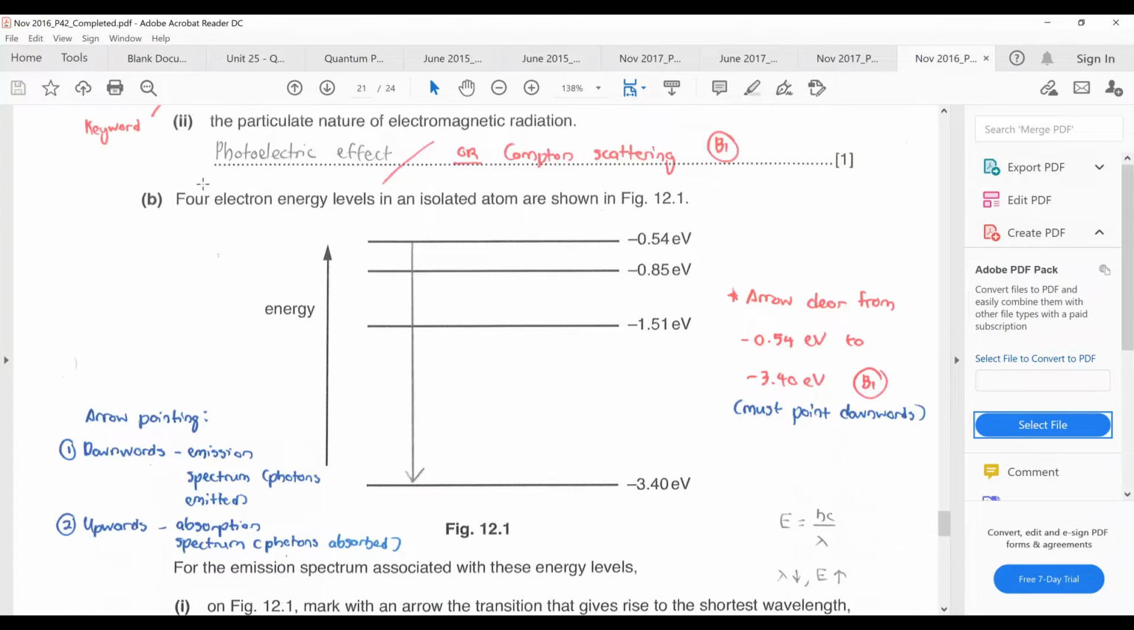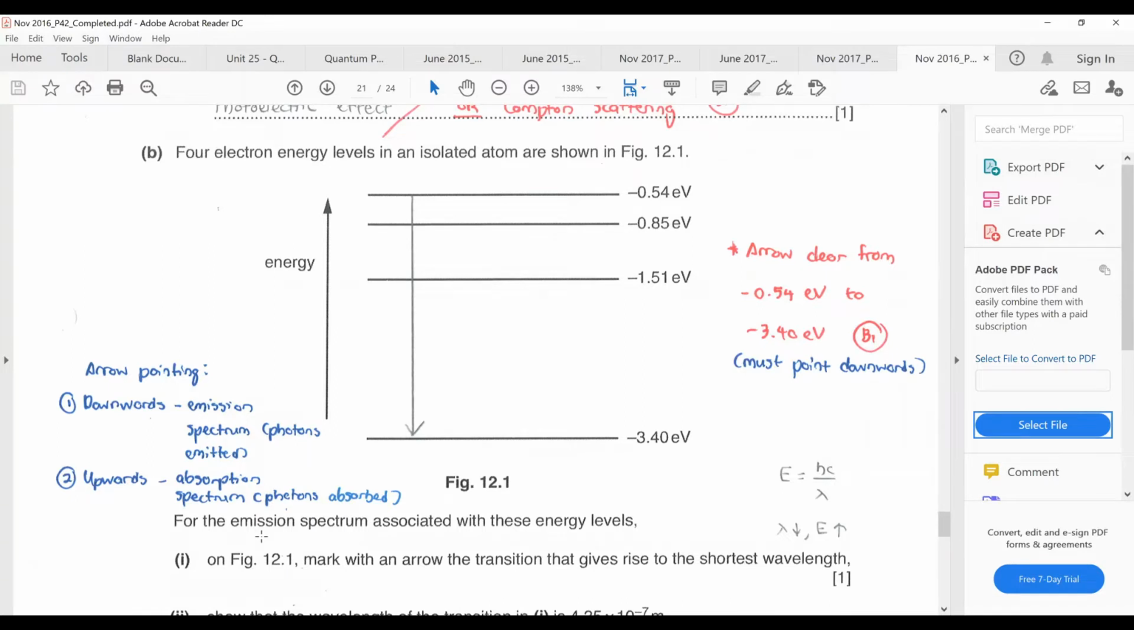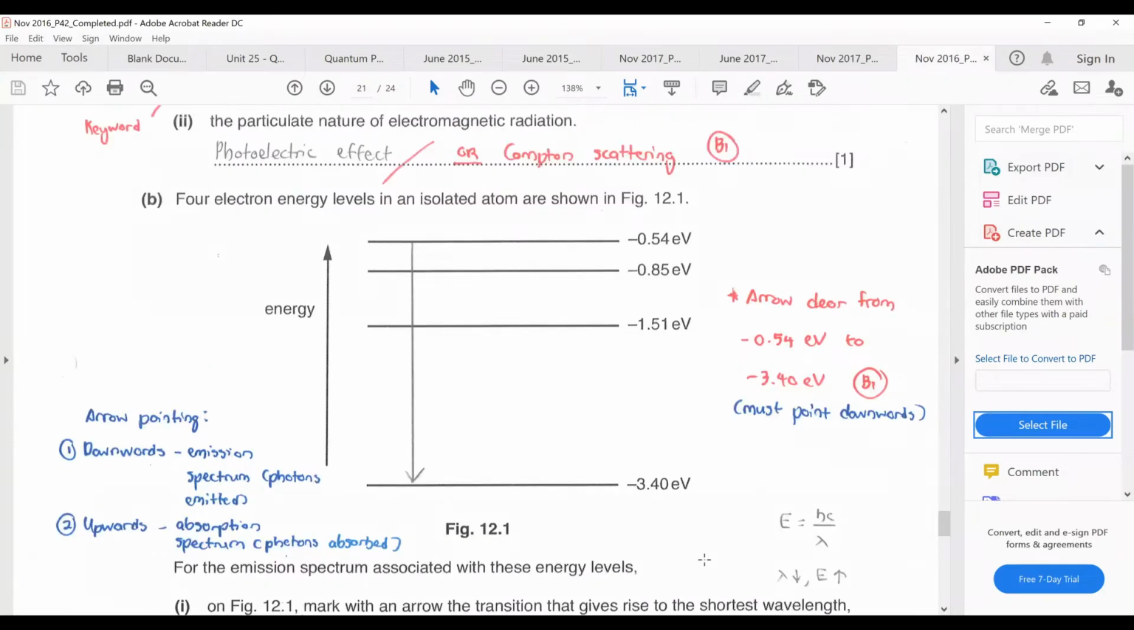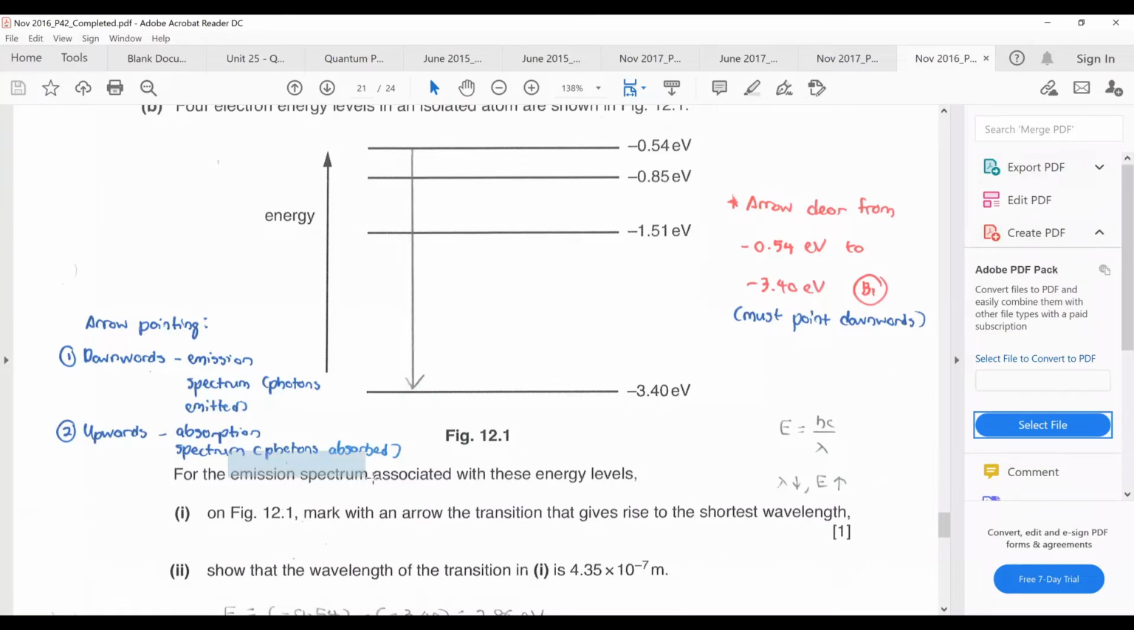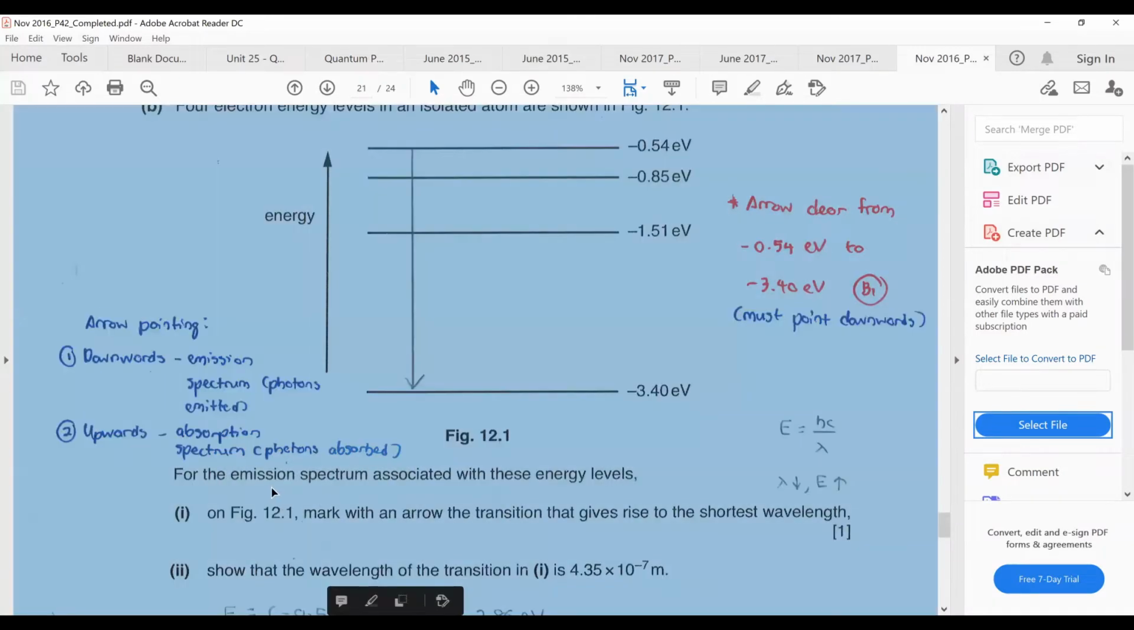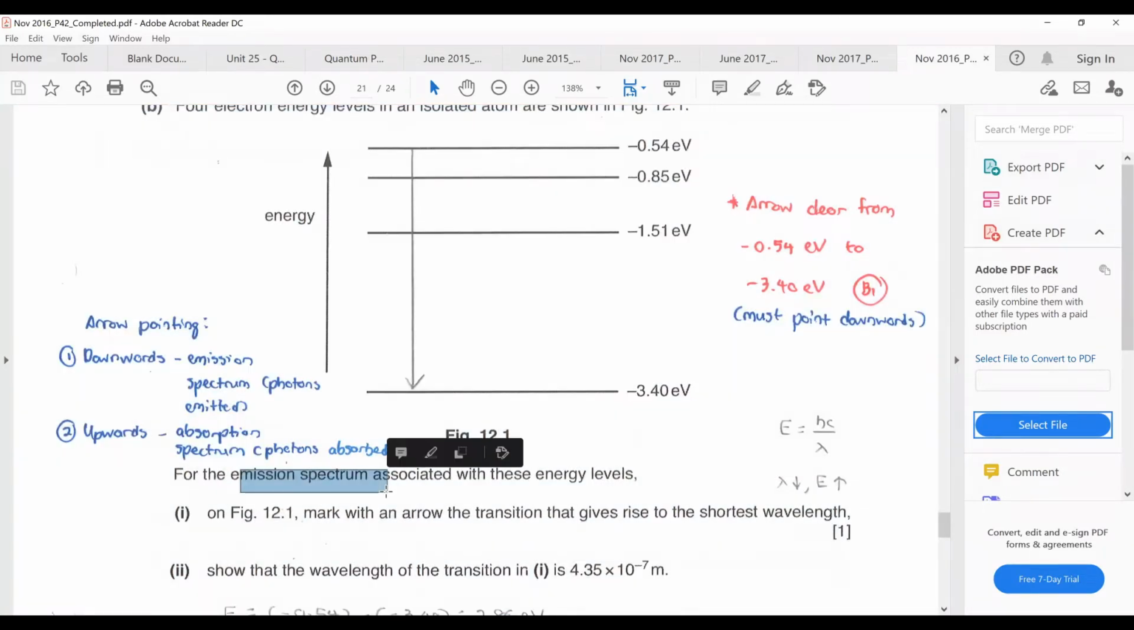Now, 4 electron energy levels in the isolated atom are shown here. This is your electron energy level. Now then they tell you for the emission spectrum associated with these energy levels, mark with an arrow the transition that gives rise to the shortest wavelength. Okay, now this one is something called emission spectrum. Just know that for your case here, emission spectrum refers to the fact that you are trying to emit photons. Okay.